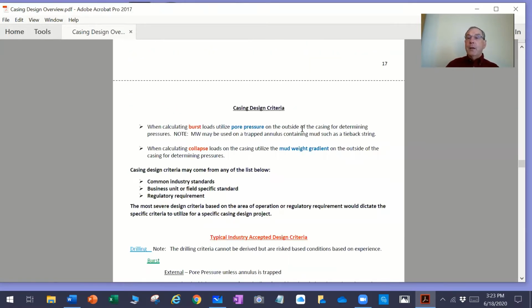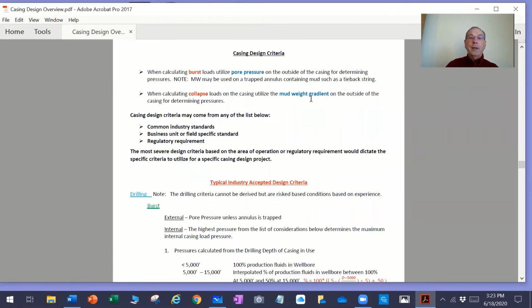This type of risk mitigation would be the type of thing that has to be done all the time. Now, I'm going to start now in casing design criteria. When calculating burst loads, I'm going to say this probably several times, when we're calculating burst loads, we utilize pore pressure on the outside of the casing for determining our loads. The mud weight is only going to be used in a trapped annulus containing mud, such as a tieback stinger casing, but if it's exposed to open hole, we will use pore pressure.